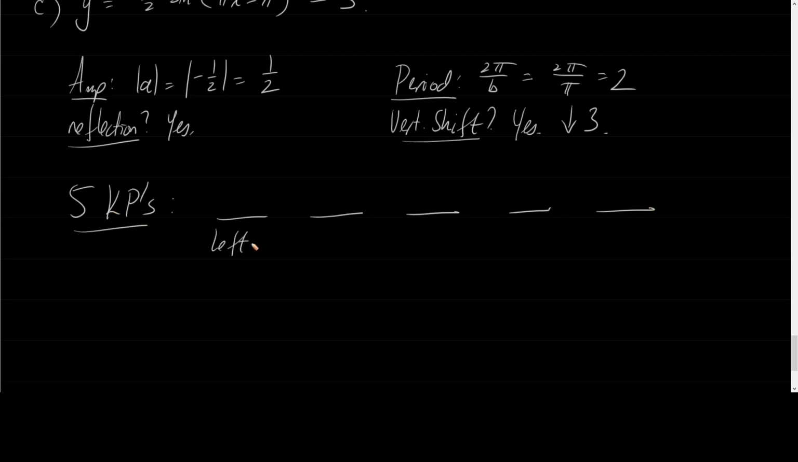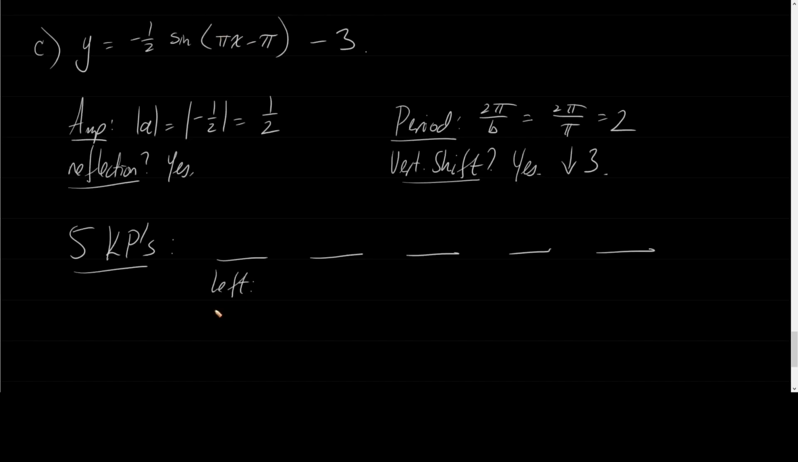The left-hand key point can be found by taking the inside and setting it equal to 0. So pi x minus pi equals 0, which means that x is equal to 1. The right-hand point can be found by setting the inside, pi x minus pi, equal to 2 pi. So add pi, divide by pi, and we get x is equal to 3. Add pi, we get 3 pi, divide by pi, it's just 3. So our left endpoint is 1, our right endpoint is 3.